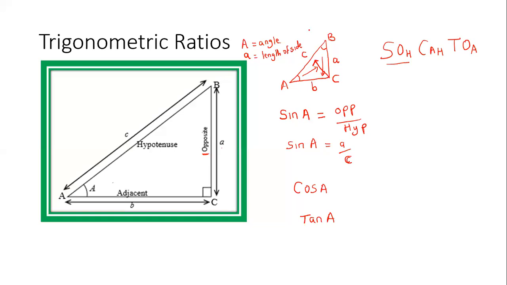People really look very confident that they know these things. Very good. Perfect. Some people have told us that cos of A is b out of c, and tan of A is a out of b. So those who are finding it a bit hard, look here, where you have adjacent out of hypotenuse, opposite over adjacent.